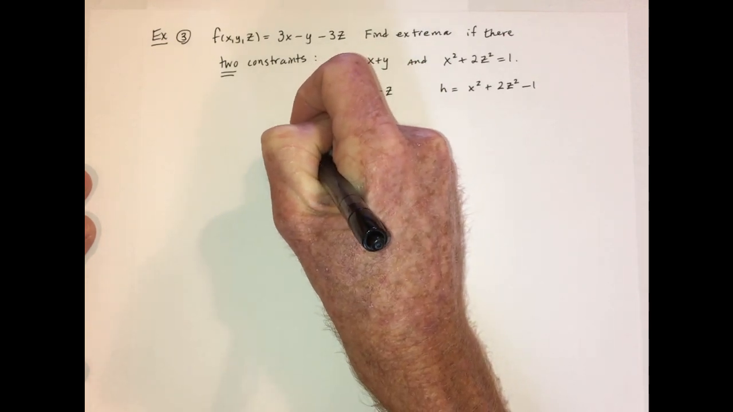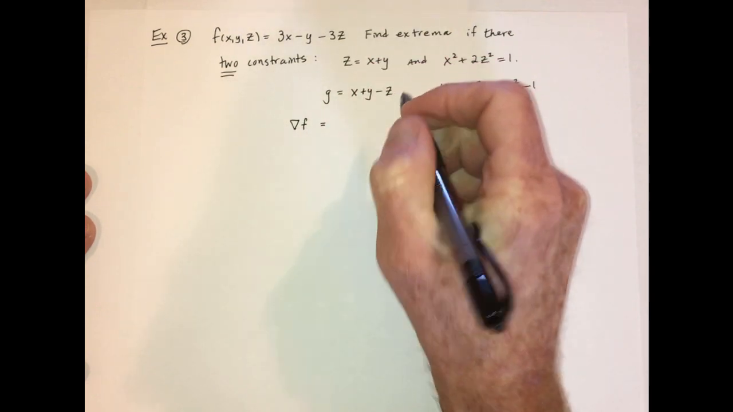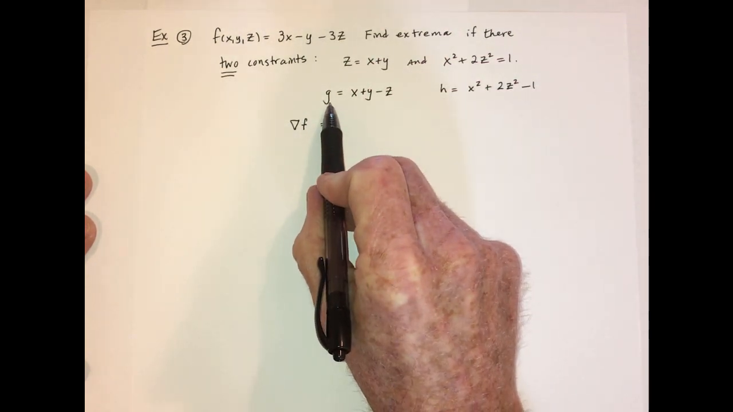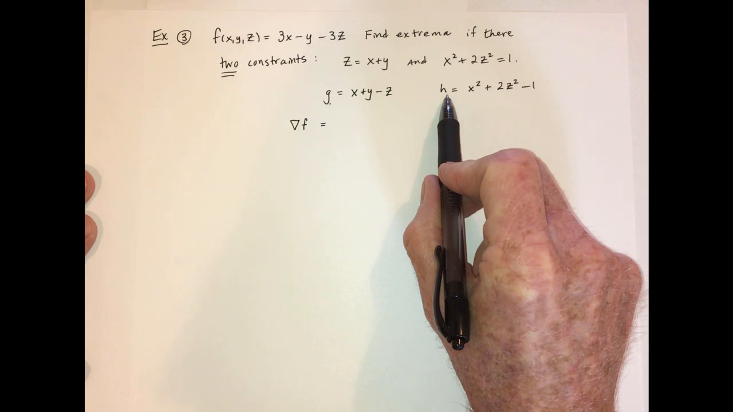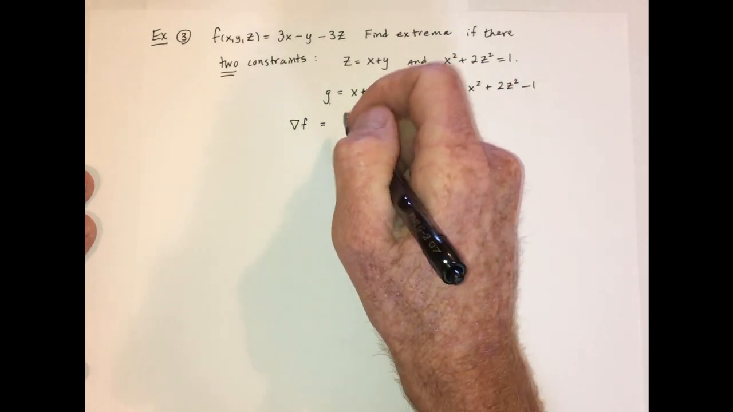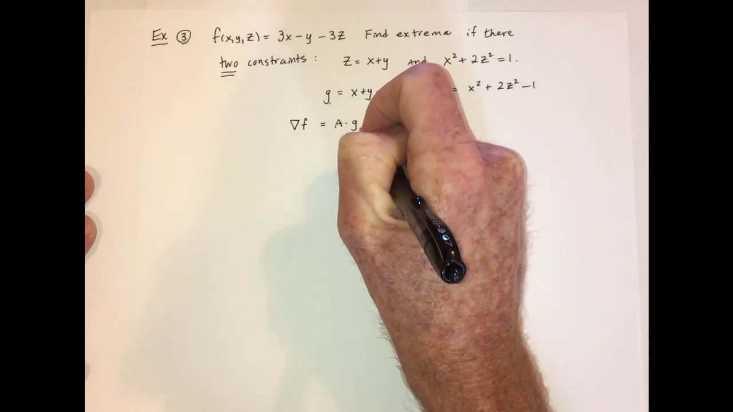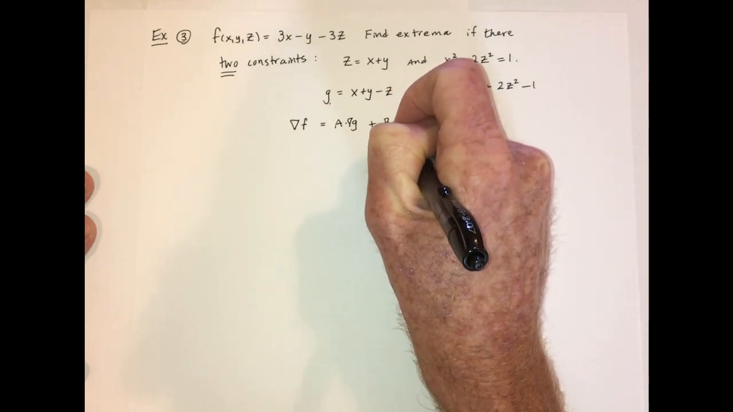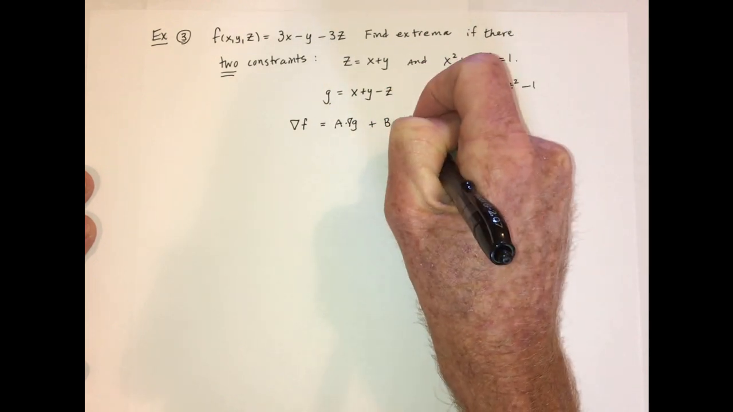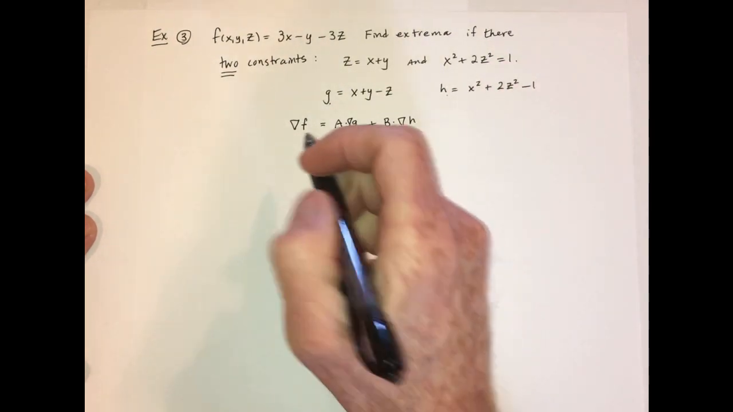So basically, Lagrange says the gradient of the original function is going to equal a constant times the gradient of this one. Now, if we have another constraint, we then need to go plus a constant times the gradient of this one. So instead of using Greek letters, I'm just going to use an a instead of lambda. And then plus b times the gradient of the h. Okay, now start finding the partial derivatives.